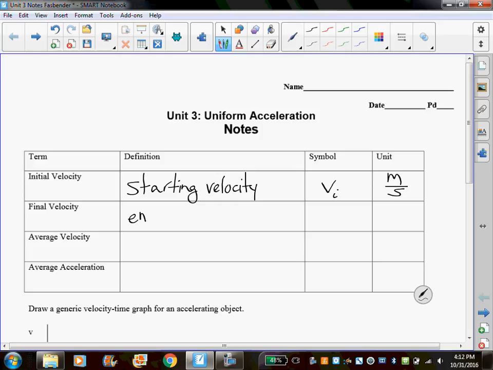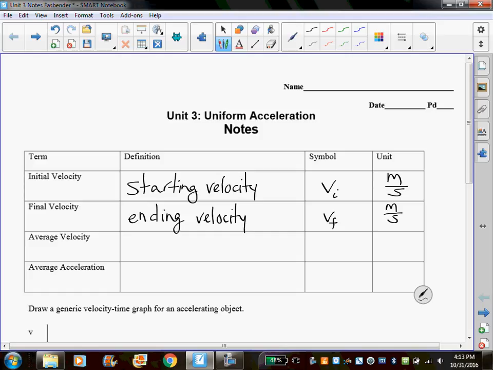Final velocity is describing to you what your ending velocity is. So we will use a little v with a subscript of f to talk about final velocity. And again, it's just a velocity, so we'll measure it in meters per second.